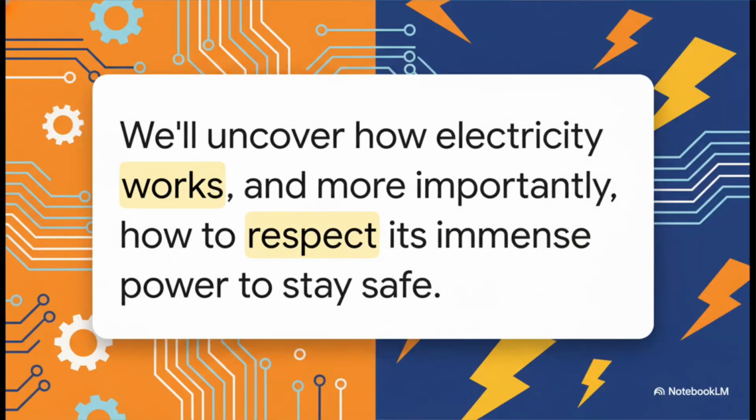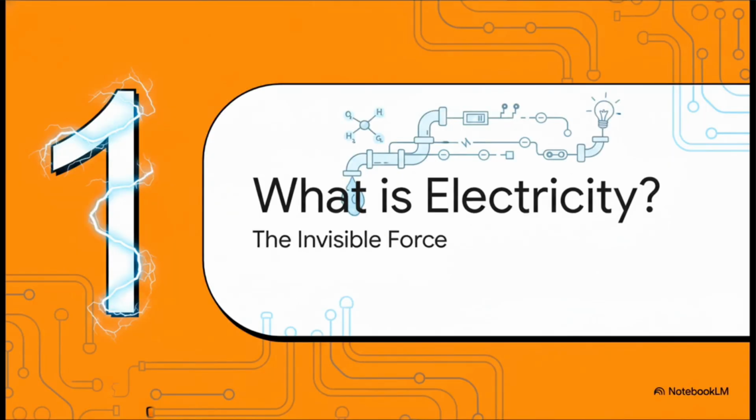So that's what we're going to do here. First, we're going to pull back the curtain and look at how this whole thing actually works. Then, and this is the crucial part, we're going to talk about what happens when things go wrong and how we can make absolutely sure they don't. Okay, so to really get a handle on electricity, we need to understand three core ideas.